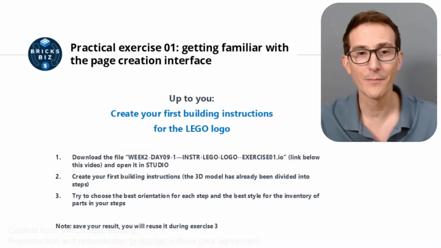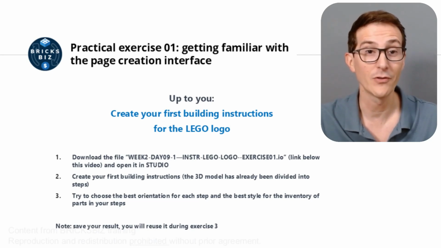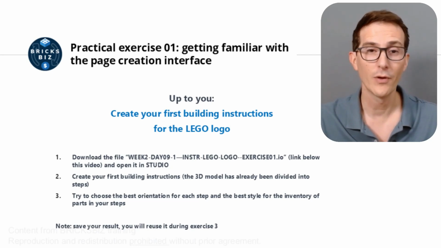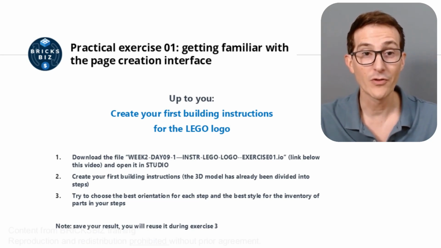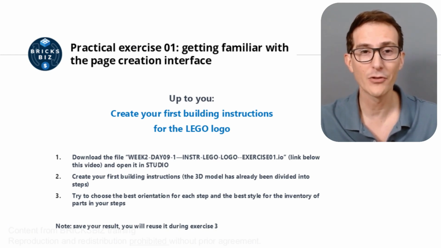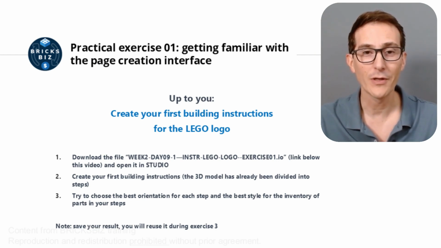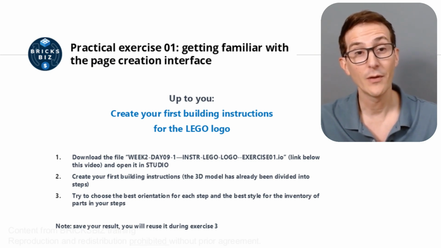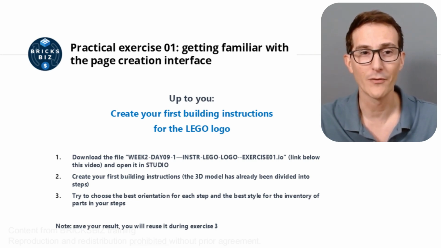Let's move on to our first practical exercise of this lesson in order to familiarize ourselves with the page design interface. You're about to create your first building instructions for a Lego model. To start with, we're going to use the Lego logo we modeled during the first week of training. Download the file whose name appears on the screen and which is available through the link below this video. Open it in Studio and start creating your first building instructions using the functions described in this lesson. Try to choose the best possible orientation for each step and the best style for your step parts inventory. Save your final result, as you'll be using it in exercise number 3 of this lesson.